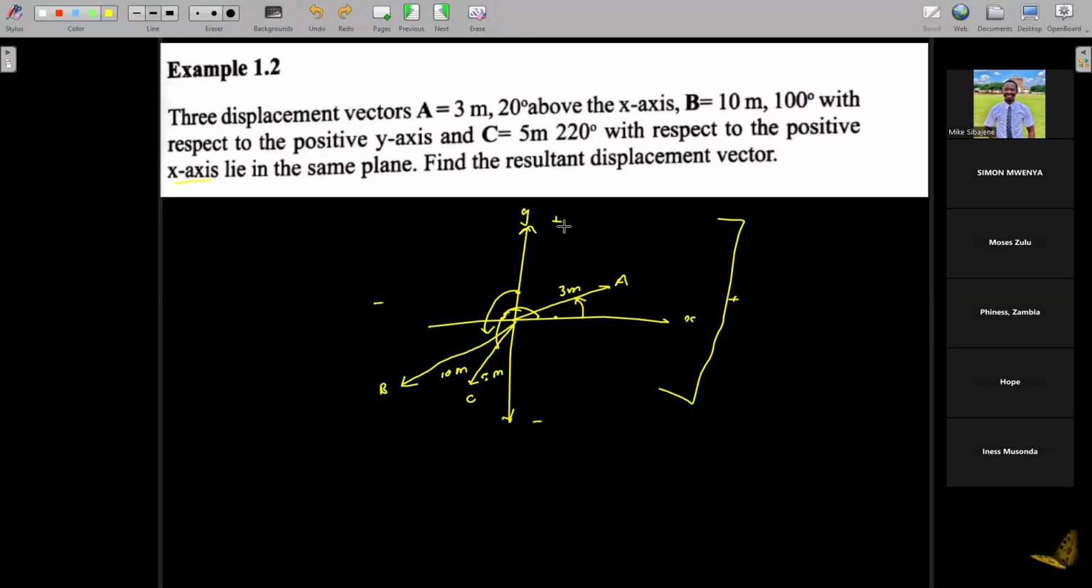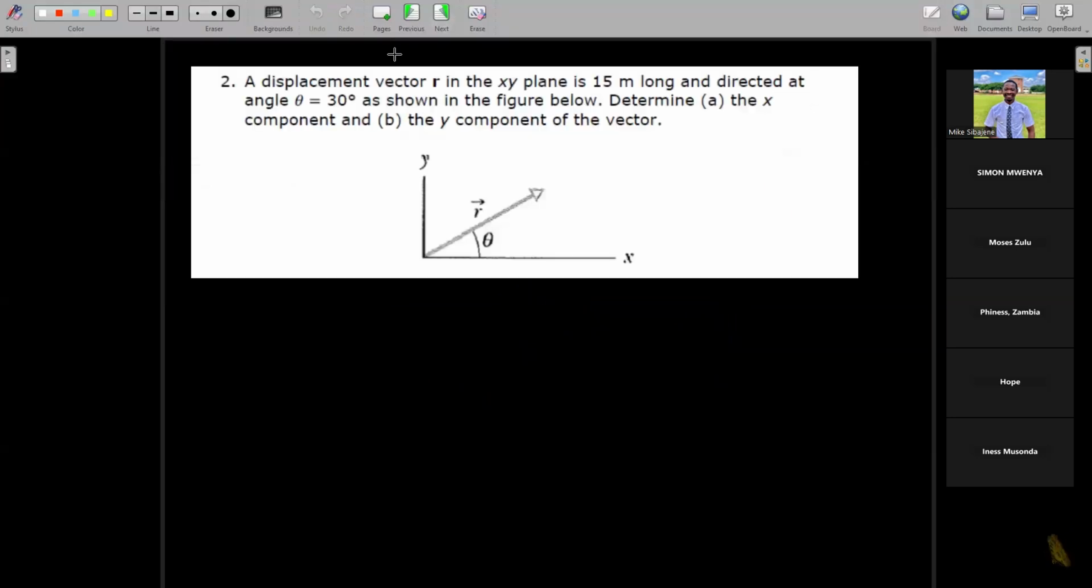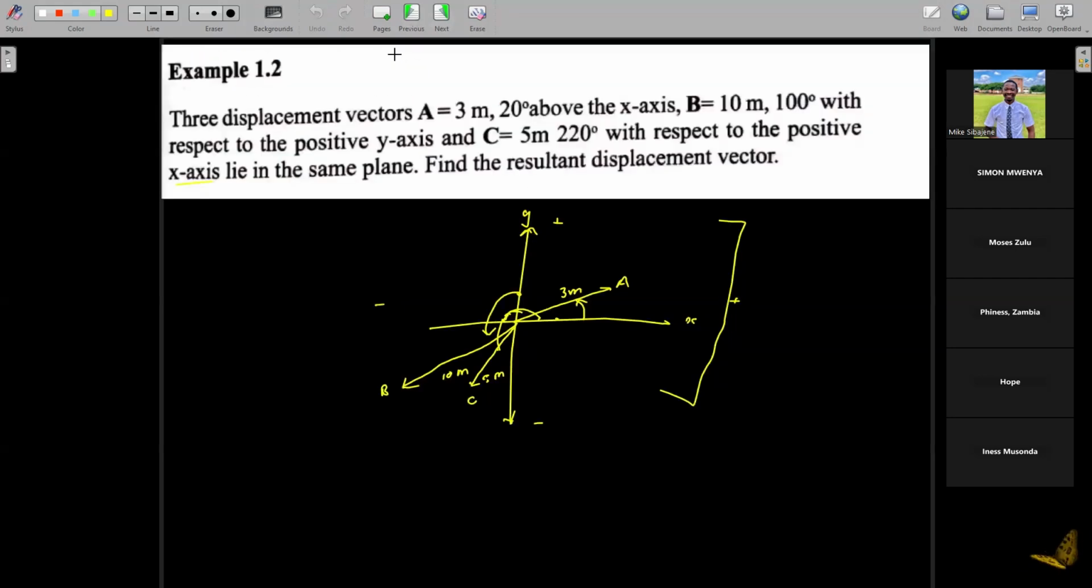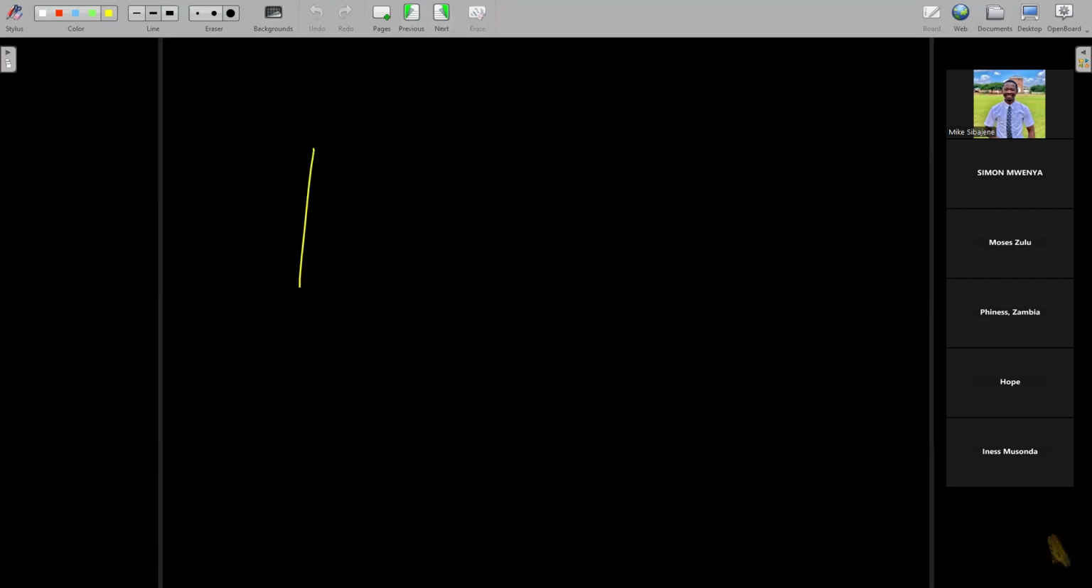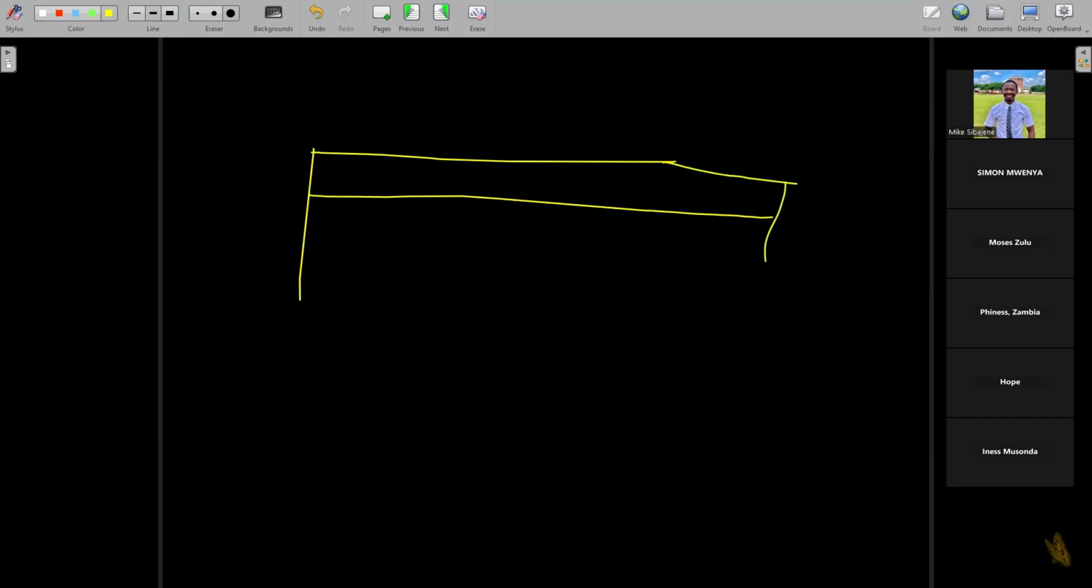So now we come back to the question. How are we going to write our vector? So what we are going to do is draw a table of values like this. This table of values will help us find the resultant vector of our points A, B, and C.